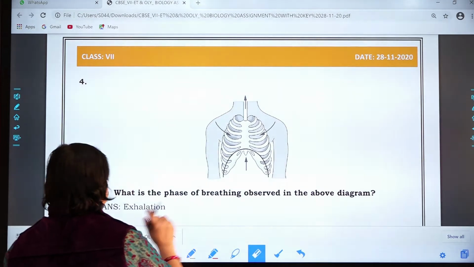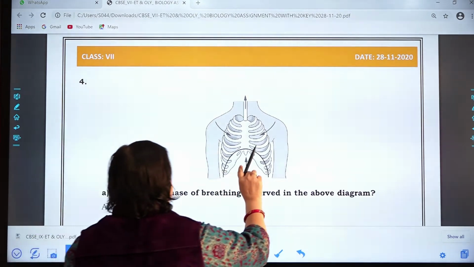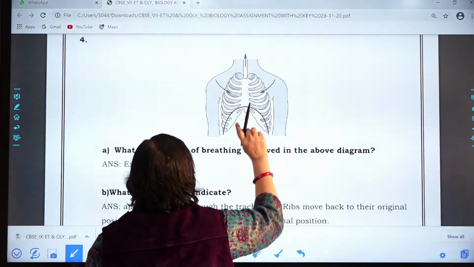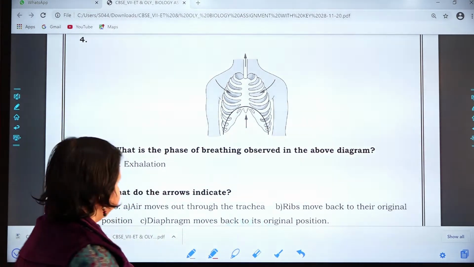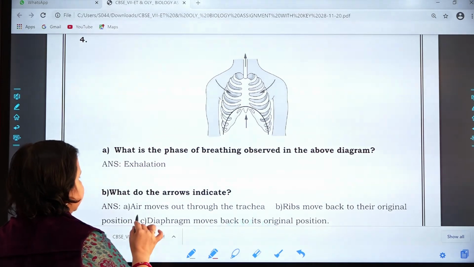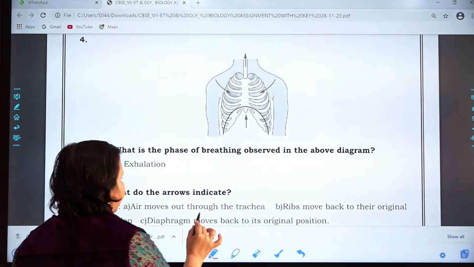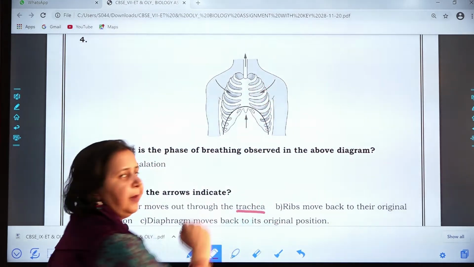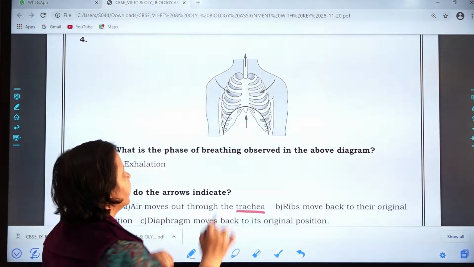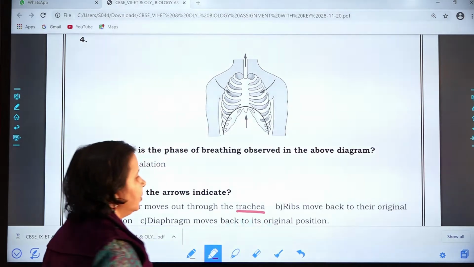Now, let's see the next question. That is again related to this diagram, part B. What do the arrows indicate? The answer is air moves out through the trachea, that is our windpipe. The first arrow is indicating that air is moving out.